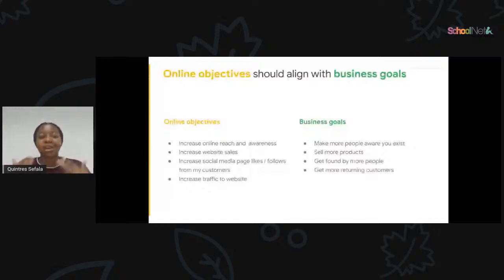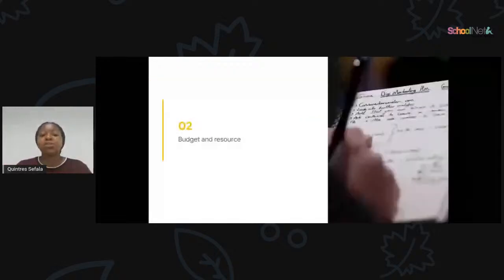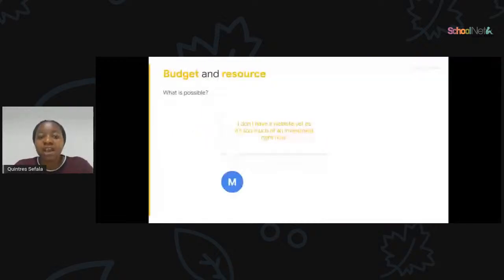Now that we have our goals and our objectives aligned, we need to look at our resources. We need to look at our budget and resources. What is it that your business has currently? What resources do you have, right? And here we're going to look at what is possible. With what you have right now, what can you do to make your goals and your objectives work? And this is where, as a business, you need to be quite honest with the challenges that we are facing.